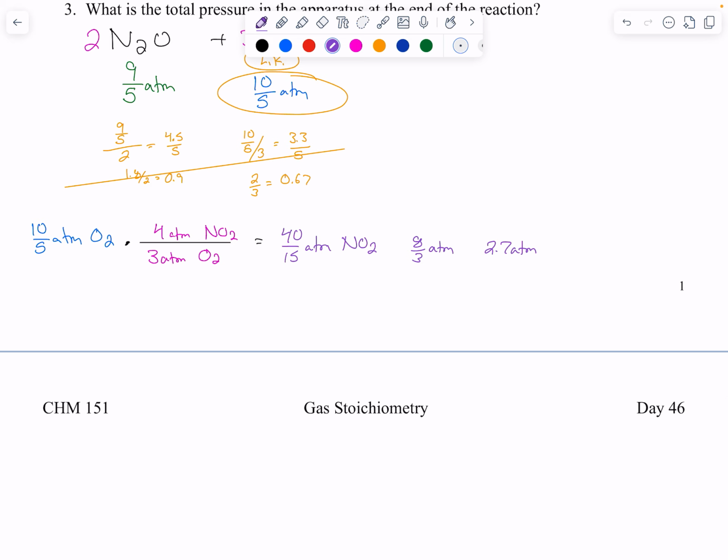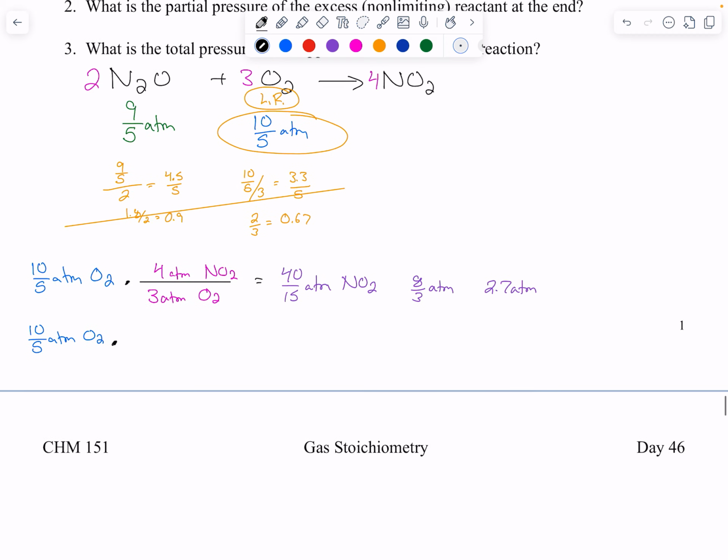All right, then we start with our 10/5 atmospheres of O2. And what am I doing now? So the first, let's just write this out. 1 was product. 2 here is excess reactant. How much N2O is left over? All right, and so we're still going to have our 3 atmospheres of O2, but we have 2 atmospheres of N2O up top.